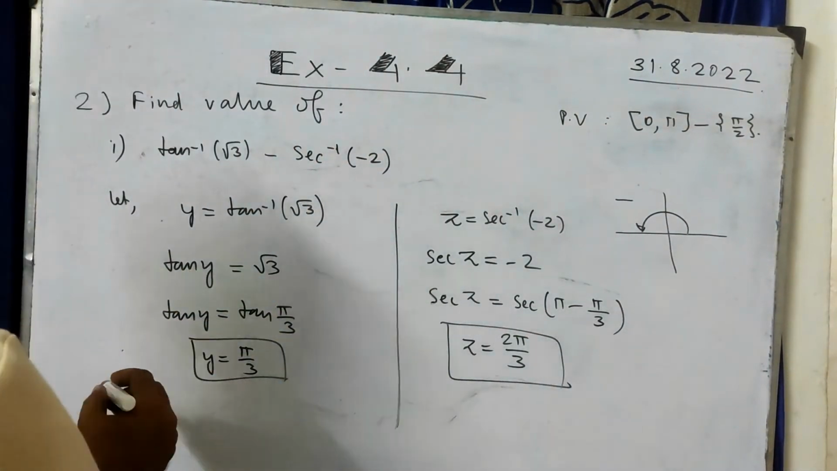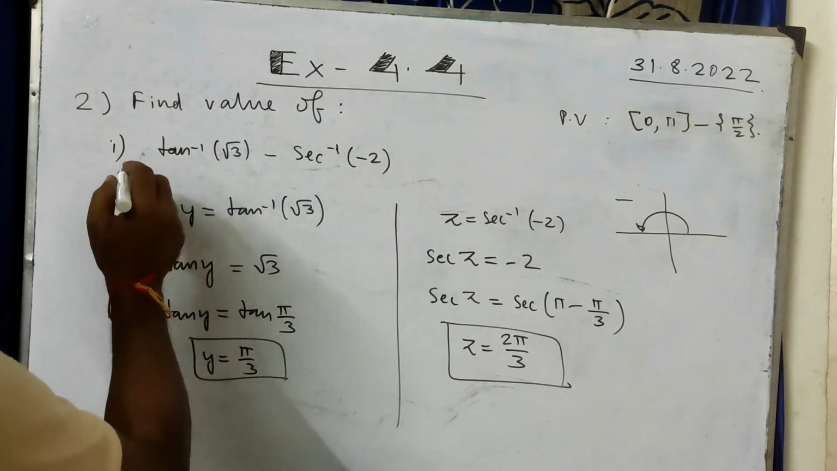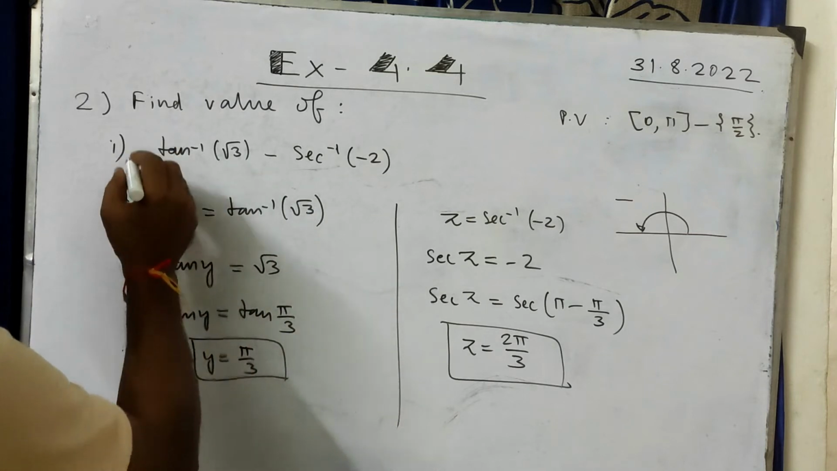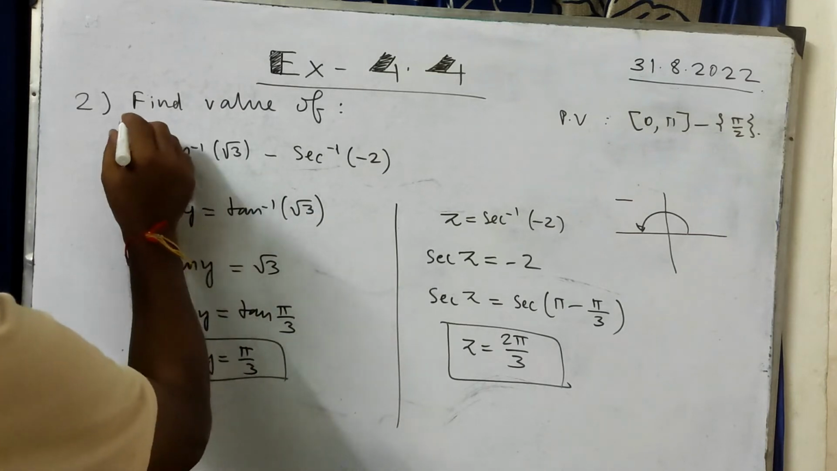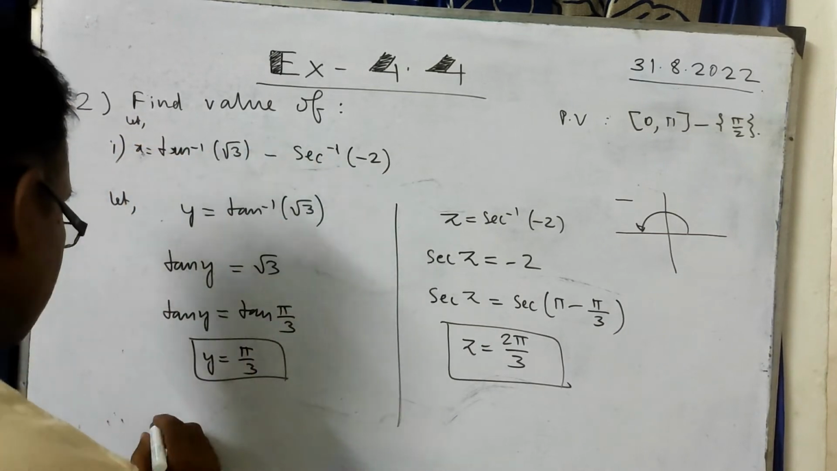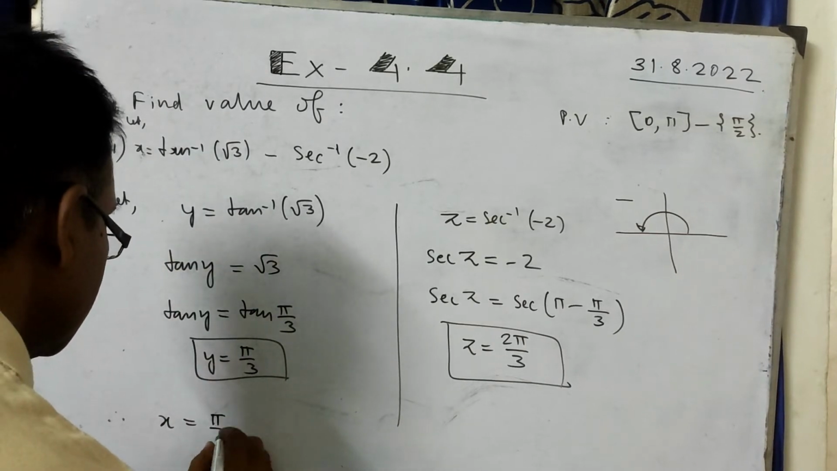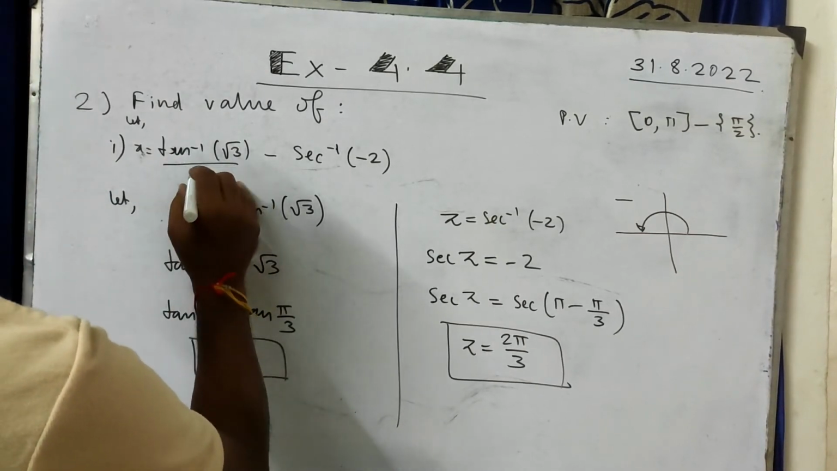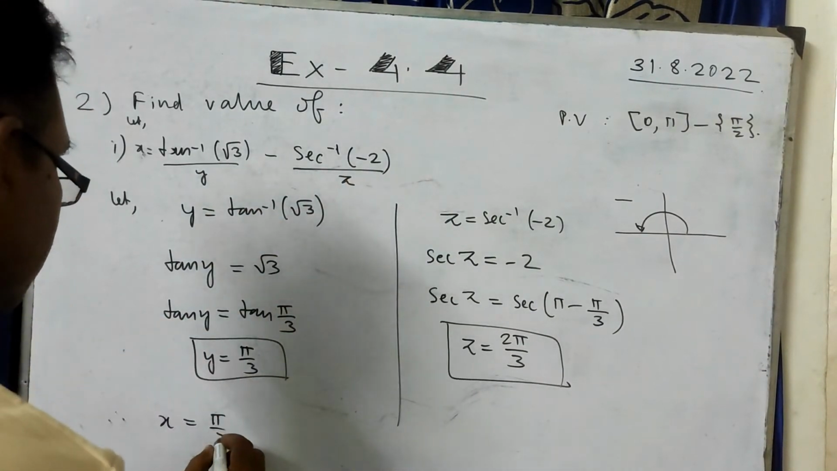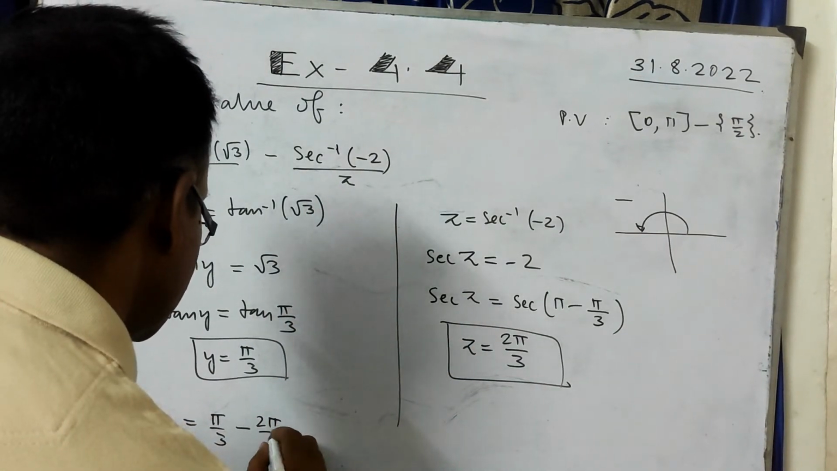So instead of writing this whole thing, you make it as x is equal to, okay. Here itself you write it: let x is equal to this, y is equal to this, z is equal to this. So x is equal to y minus z. This is your y and this is your z, right? So y is pi by 3 minus z. Z is 2 pi by 3, right?